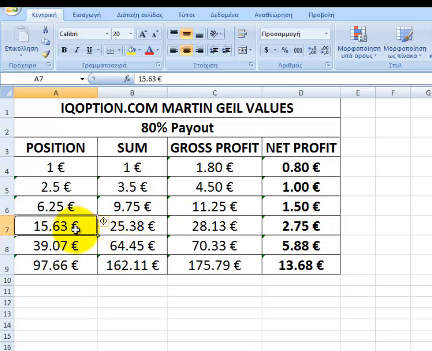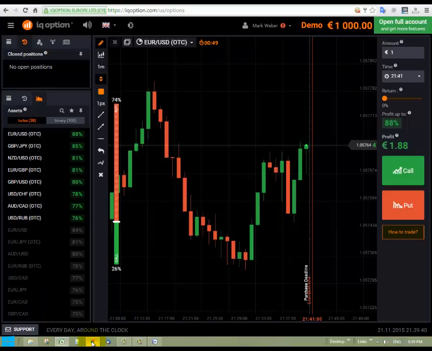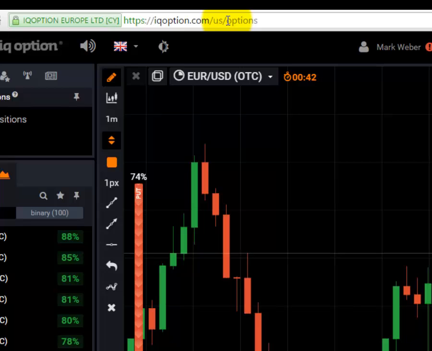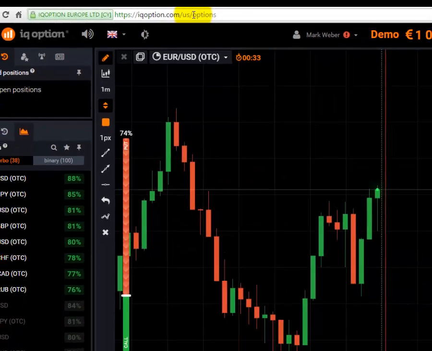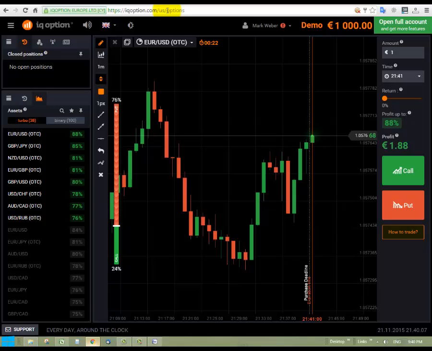Let us see this strategy in action. In order to use this strategy, we will use the platform of iqoption.com. The iqoption.com, in my opinion, is the best binary options trader, and it is the most reliable. I am using the platform for a very long time.